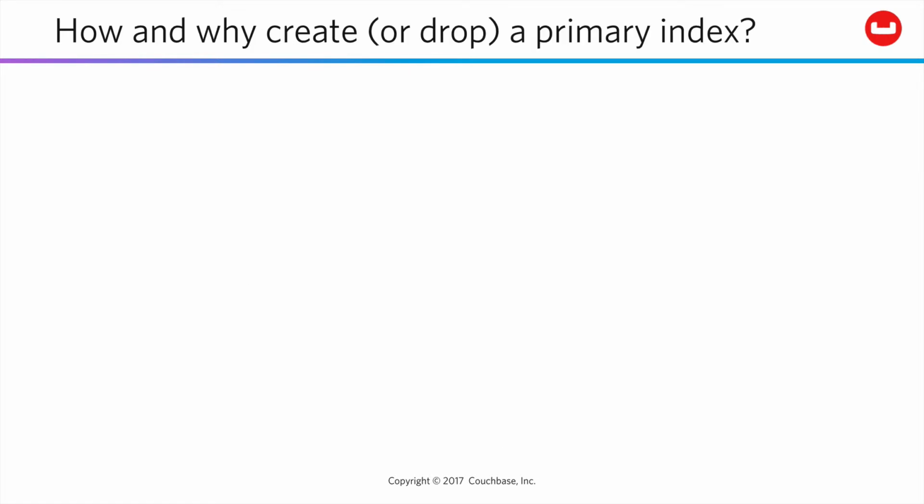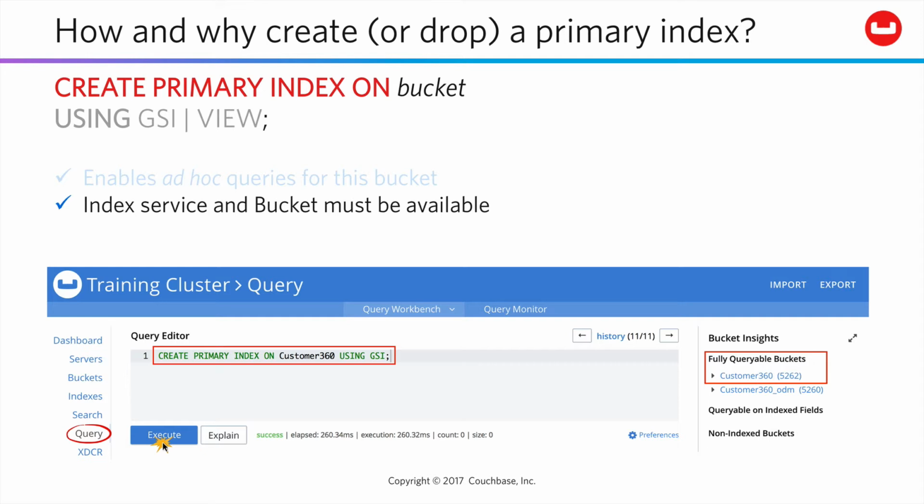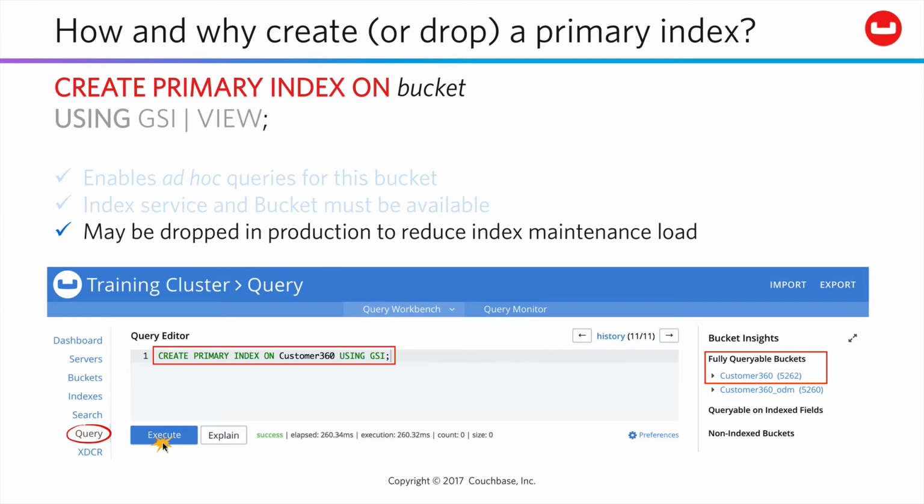This course teaches how to access documents both directly via API calls using document keys, as well as how to execute queries using N1QL, which is SQL for JSON documents. N1QL relies on indexes for document access. If you want to execute arbitrary, ad hoc queries, your bucket needs to have a primary index. If you have the index service enabled, you can create this index easily with a simple statement. Primary indexes are particularly useful during development. In production, though, you would likely drop primary indexes to reduce maintenance load in favor of specialized indexes for the specific queries that you require.